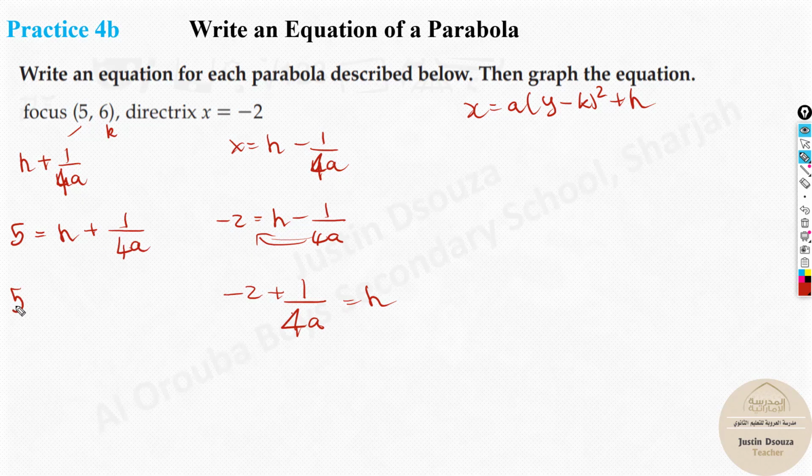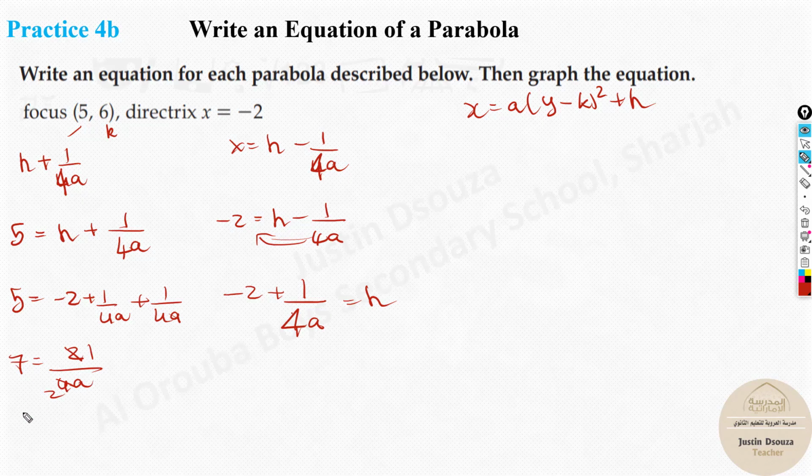Now I know what the h value is from here. It is minus 2 plus 1 by 4a plus 1 by 4a. Now minus 2 to the other side will be plus 2. 5 plus 2 is 7, equal to 1 by 4a plus 1 by 4a. Denominators are same, just add the numerators. It's 2 by 4a. You can cancel this one time, two times.